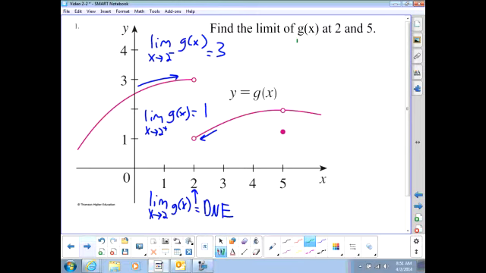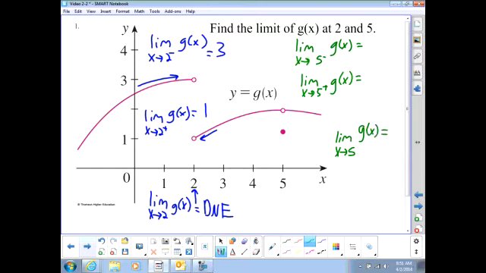Looking at x equals 5 now, we'll look at our limit as x approaches 5 from the left of g of x. We'll look at the limit as x approaches 5 from the right of g of x. And then once we know each of those things, we should be able to determine our overall limit as x approaches 5 of g of x.